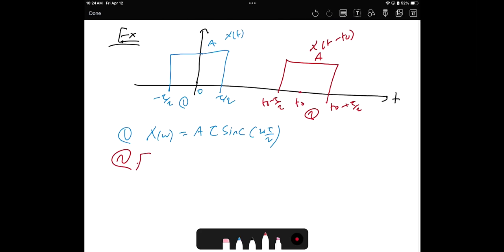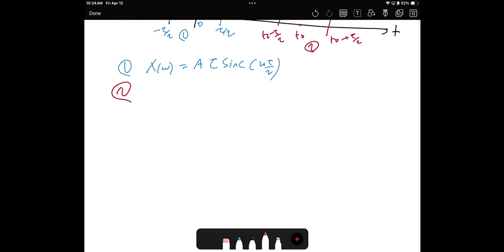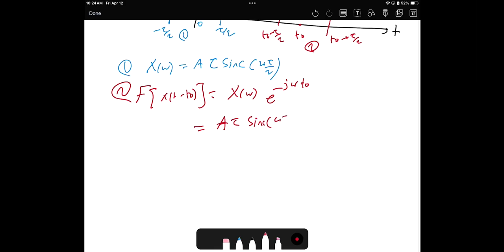So it will be the Fourier transform of x of t minus t0, which will make it X of omega e power negative j omega t naught. So we can substitute X of omega that we know, which is A tau sinc of omega tau over 2, times e power negative j omega t naught. So that's the point. That's it. Just multiply by e power negative j omega t naught.